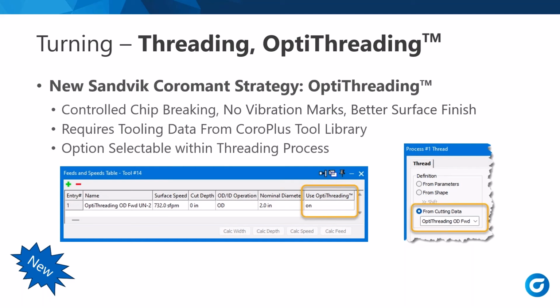I was able to test some of this, and depending on your settings, you very much can control how long your chip string is. So you have kind of full control over that. It does require tooling data from the CoroPlus tool library, so you'll need to be signed up for that library. You give it all the information that Sandvik requires, and then you pass it on to GibbsCAM, and all you care about in GibbsCAM is that use OptiThreading is shown as on for that tool. And once that is the case, then you can now choose OptiThreading.